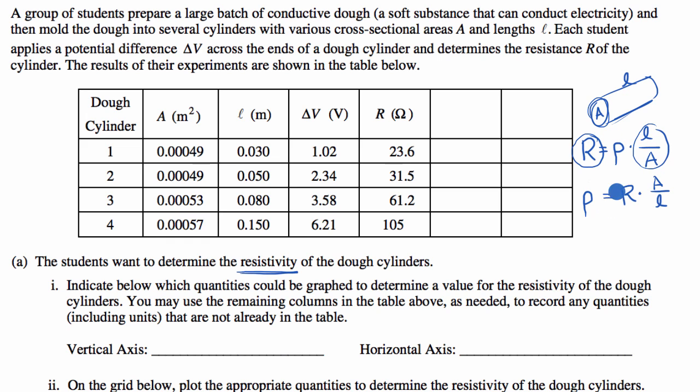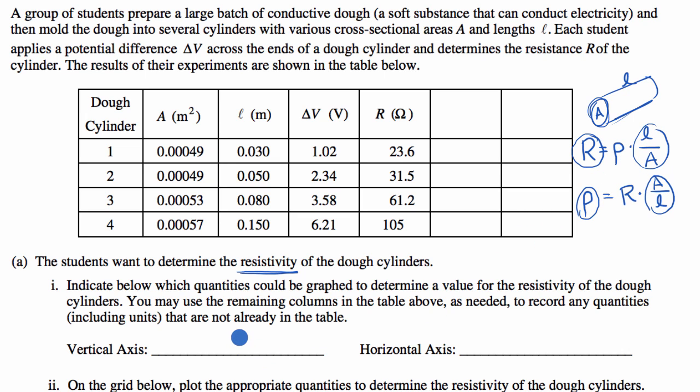Another way to do it is you could make your horizontal axis A over L, and then you can make your vertical axis rho, and then you could try to fit a horizontal line to those points because your resistivity should not be dependent on A divided by L. I'm actually going to pick this second option because if I'm doing this primarily by hand, it's, at least to me, easier to fit a horizontal line than to fit a non-horizontal line, as I would have to do there.